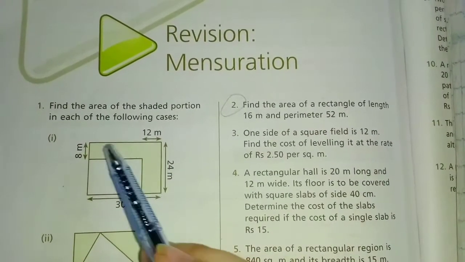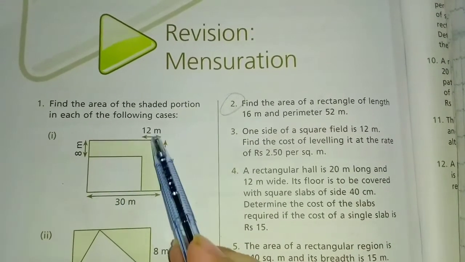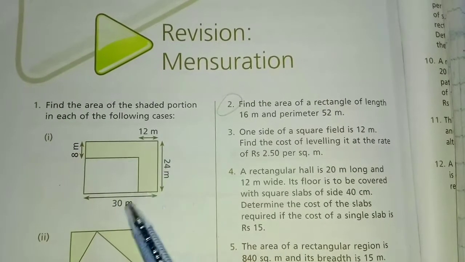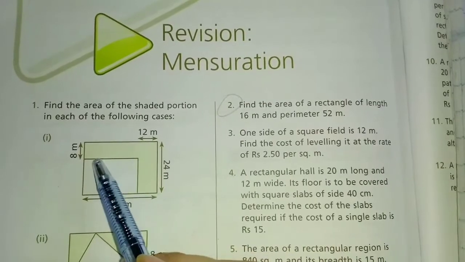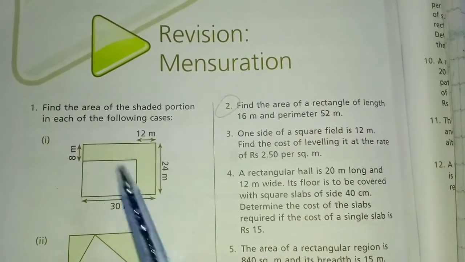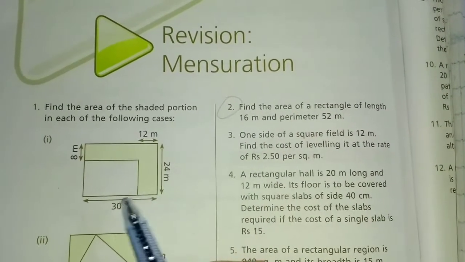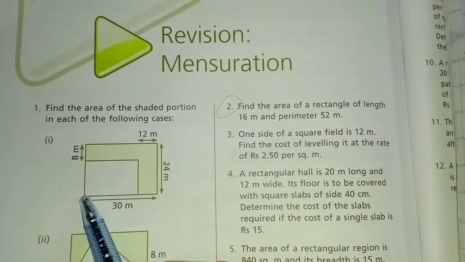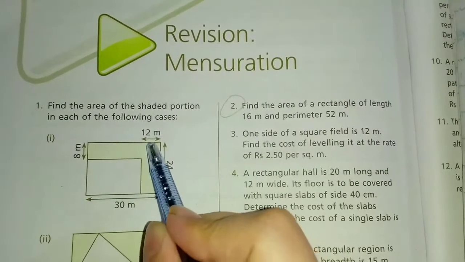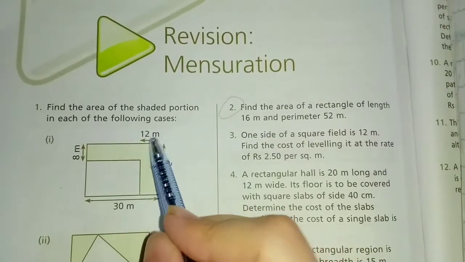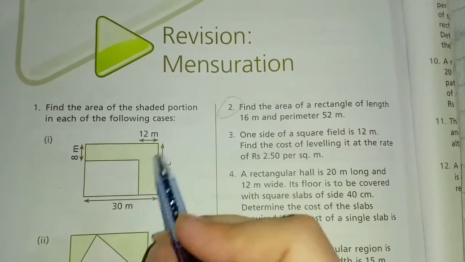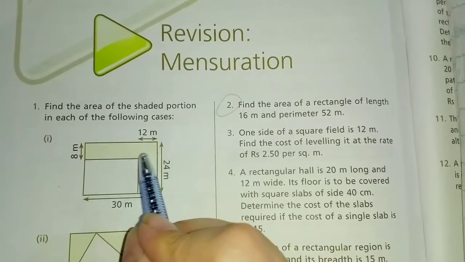As you see, this shape is a rectangle. The external rectangle has dimensions 30 meter and 24 meter, and this is a small rectangle. We have to find its dimensions. This whole base is equal to 30 meter, and this is 12 meter. So if we subtract 12 from 30, we find the length of this part.